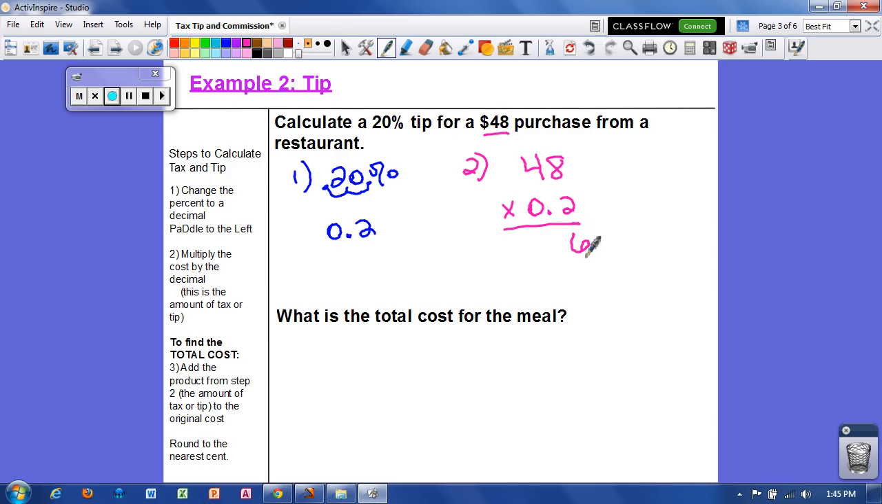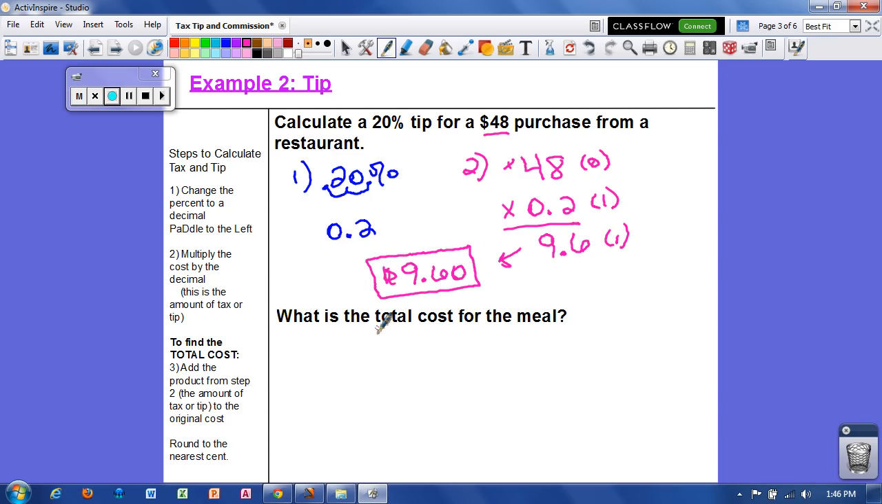8 times 2 is 16. Carry my 1. 4 times 2 is 8, plus 1 is 9. And then if I multiply these times 0, I'm just going to get zeros here. So I can just stop here because it won't change anything if I put the zeros. Now I have to count my decimals. There are no decimals in 48. There is 1 decimal place in 0.2. So I need to have 1 in my answer. So it would go right here. And remember, this is money. So this means $9.60 would be the tip.